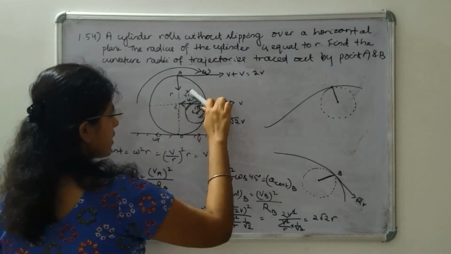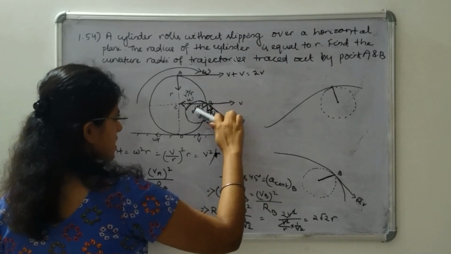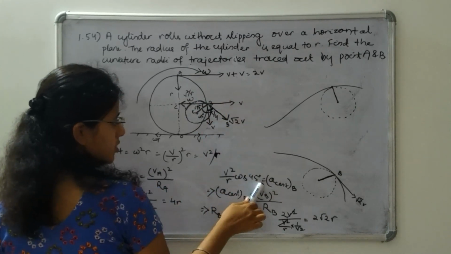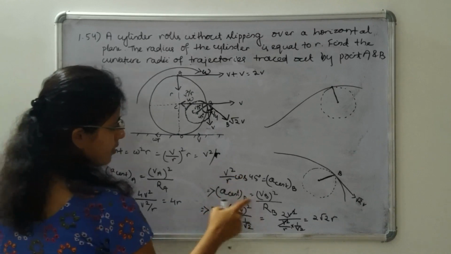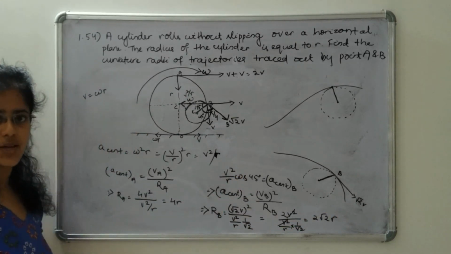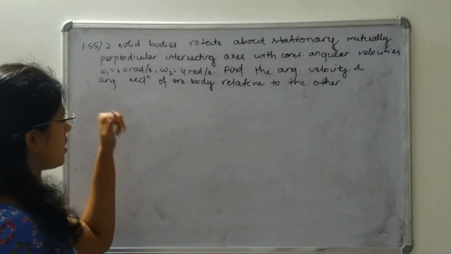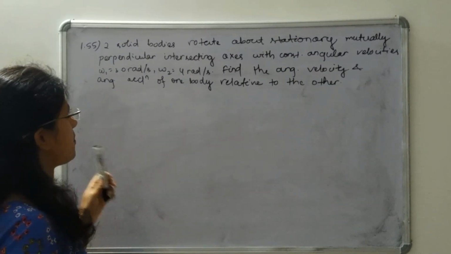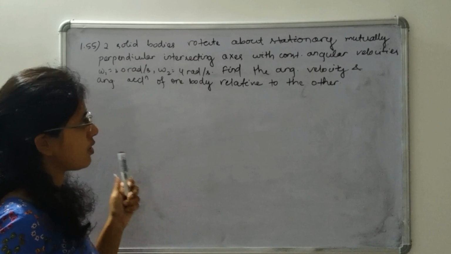So the component of v square by r along this direction is how much? V square by r cos 45 degree, and you put this and you get 2 root 2 into r.